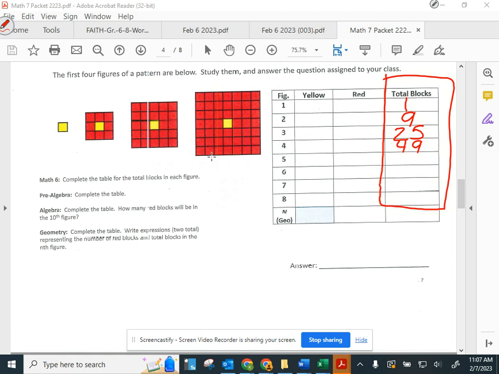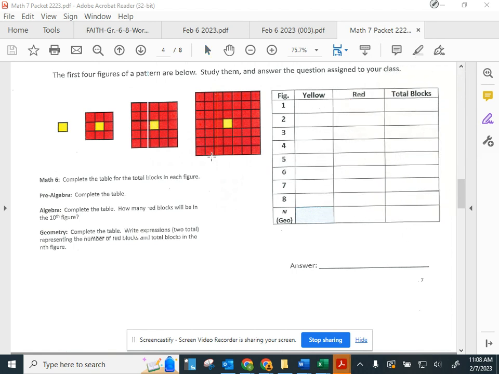And JT's looking at that saying, ooh, I see a pattern with those squares. You're multiplying the number by itself. So 1 is 1 times 1. 9 is 3 times 3. 25 is 5 times 5. 49 is 7 times 7. So what are we going to do for my fifth figure? 9 times 9, because like JT said, we're going up by those odd numbers, and then we're squaring them. So follow the pattern to complete your total blocks.